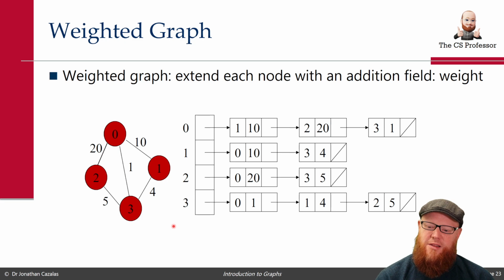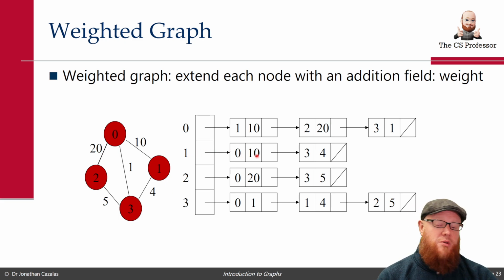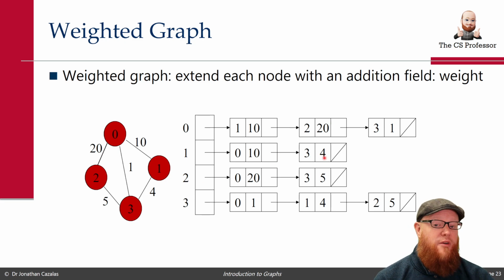So here's where it's a little bit different, because not only do you need to store the weight, but you need to store what vertex it's connected to. So look here, 1 is connected to both 3 and 0, but now we need to store their weights. When 1 is connected to 0, it's connected with a weight of 10. When 1 is connected to 3, it has a weight of 4.